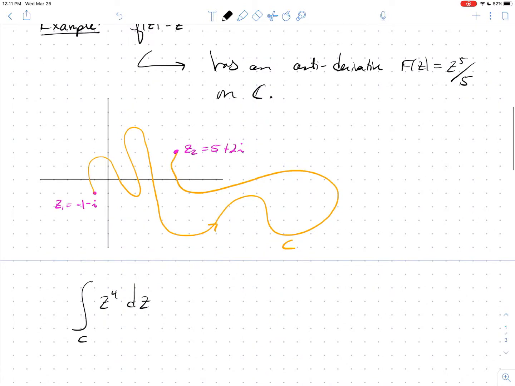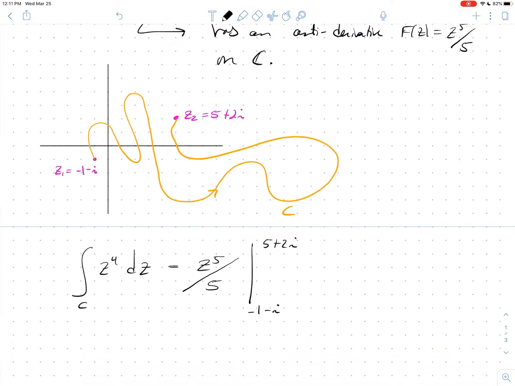You can just plug in the endpoints. So I don't need to parameterize C. This is equal to z to the 5th over 5 evaluated at -1 minus i, 5 plus 2i. And so this is just a Calc 1 problem. You plug in 5 plus 2i, take it to the 5th power, divide by 5, subtract, plugging in -1 minus i.